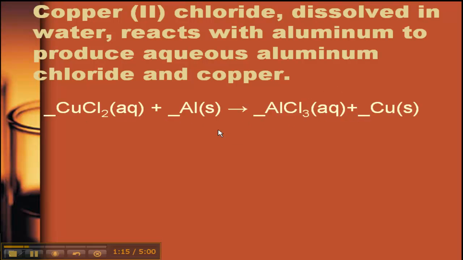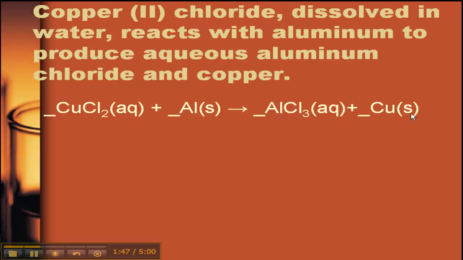So here's what that equation looks like. So we wrote the formula, copper's a +2, chlorine's a -1, so we get a 1:2 ratio. Aluminum, just like that, and aluminum is solid. Aluminum chloride, aluminum is +3, chlorine is -1. So notice we have Cl2 here and Cl3 over here. Remember to use the charges in every single formula. Okay, so because we have aluminum and chlorine here, it's a 1:3 ratio. And then we have copper, and it was a solid.